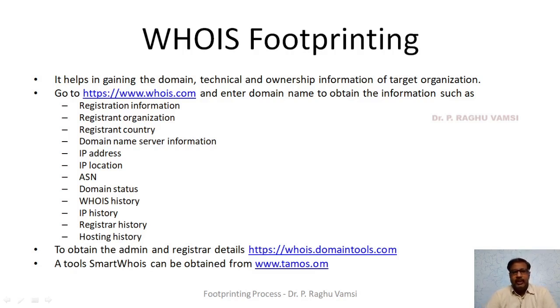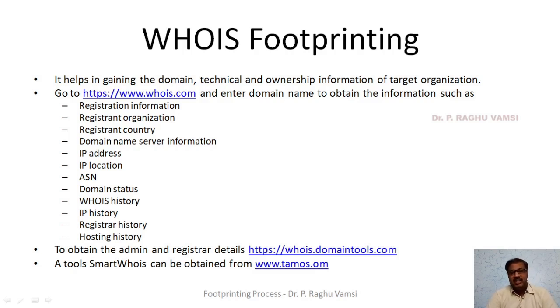www.whois.com and enter the domain name to obtain information such as registration information, that means where the particular site was registered, the registrant organization, to which organization that domain was registered, in which country that domain was registered, domain name server information, IP address of the domain, IP location of the domain, ASN, which means autonomous system number, and domain status, that means whether the domain is active or inactive, or renewal is pending, and any other information related to it.